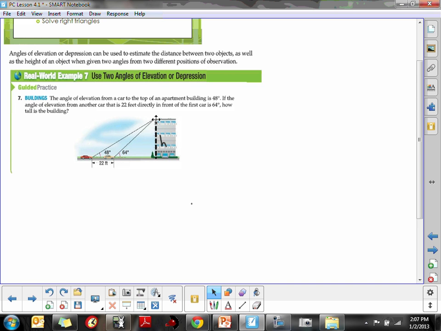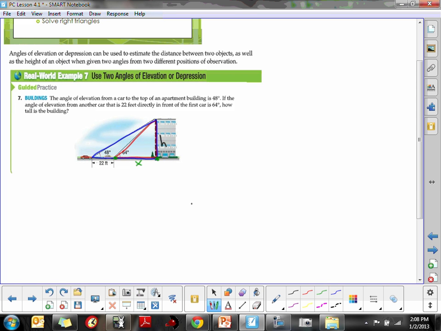We're going to work with two different triangles. One triangle is sitting right in here with a 64-degree angle, and the second triangle is sitting in here with our 48-degree angle. So we're going to have to work with two different triangles to help us solve this. The problem is we end up with two unknowns. What we don't know is the distance from here to here, the green dots. So that's going to be x.